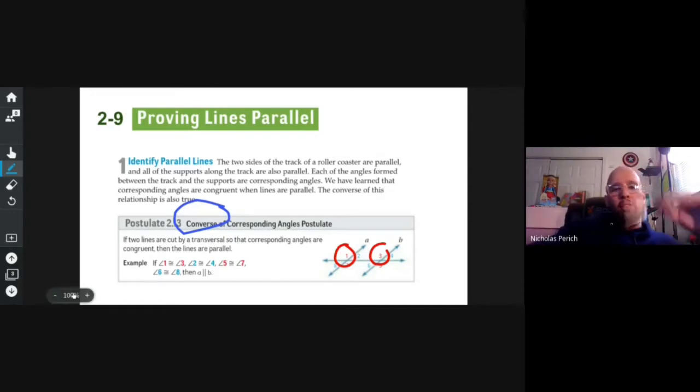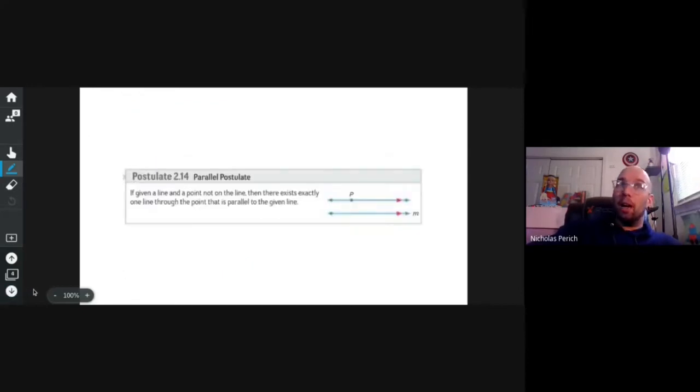I like to call this the converse of cap. And I know some of you are like, no, Mr. Perich, no cap. I'm telling you right now, cap.